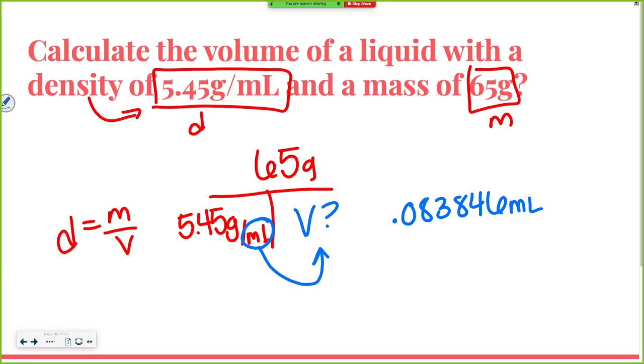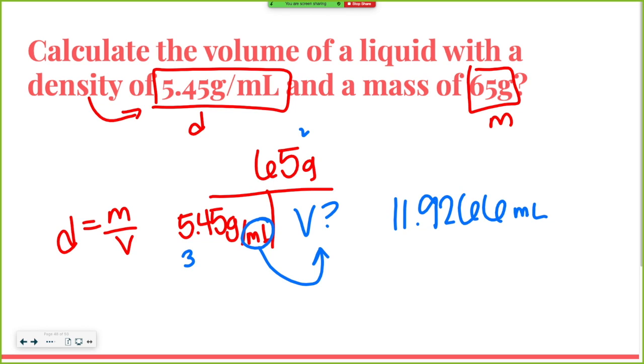Oh wait, I got 11.9. Oh yeah, it's definitely not... Sorry. Go ahead. Yeah, I think you did it the other way. Yeah, I did 5.45 divided by... 11.9266 milliliters. Least amount of sig figs up here I have 2. Down at the bottom I have 3. I think what you did was 5.45 divided by 65. Can you explain why? Because isn't 65 the mass? Yes. So mass always goes where? On top. Up top, and density is going to be at the bottom.